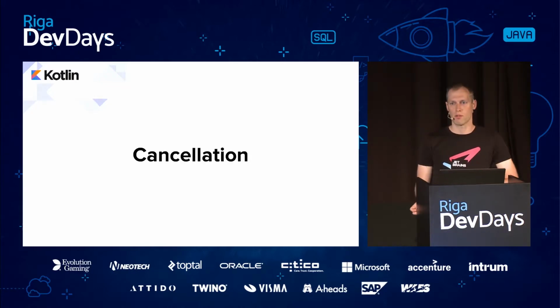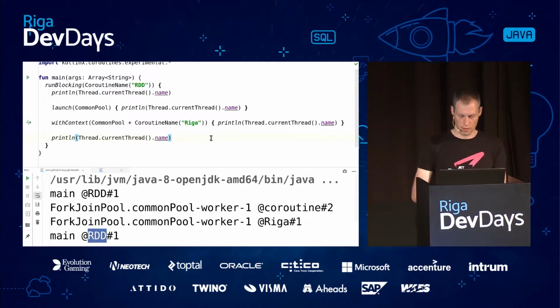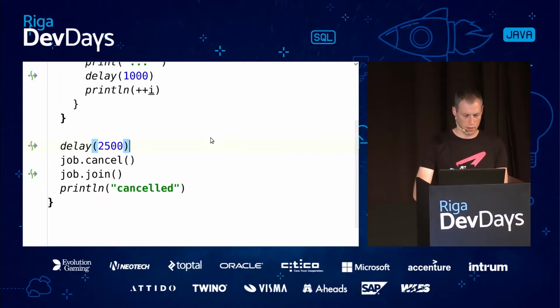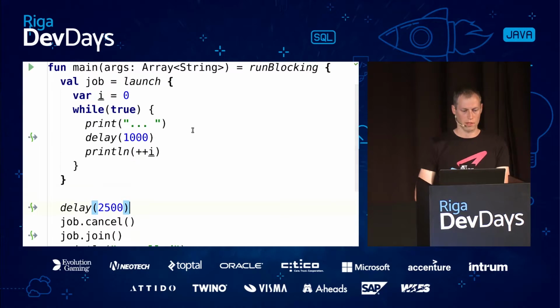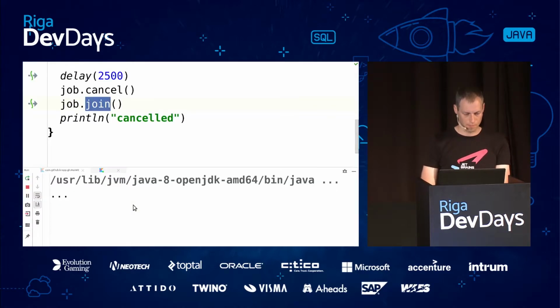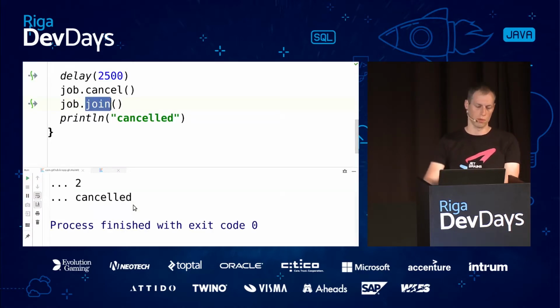We only launched our coroutines before, but what if we need to cancel them? Different things may happen. We may not need the result anymore. So we start a coroutine that prints a line every second, and then after a delay of 2.5 seconds, it is cancelled, and we need to join it to actually wait until it is cancelled. Let's run it: 1, 2, and then cancelled.